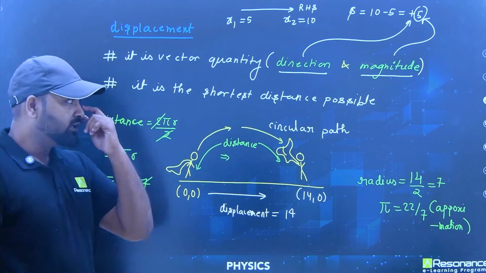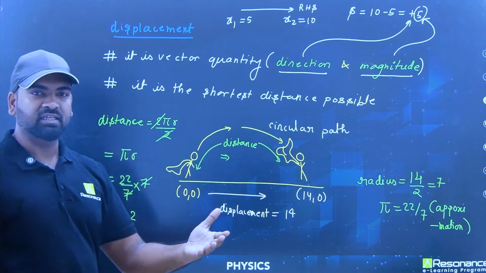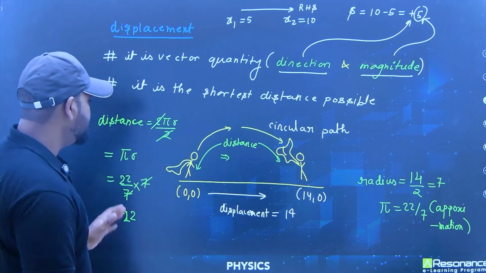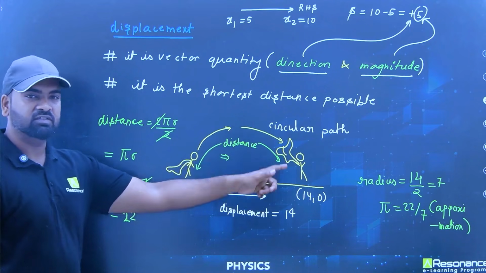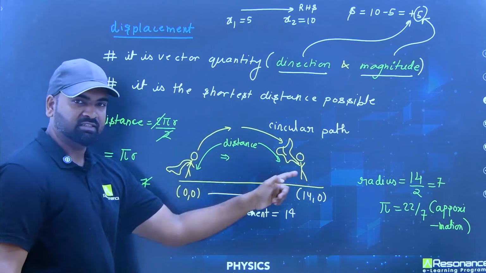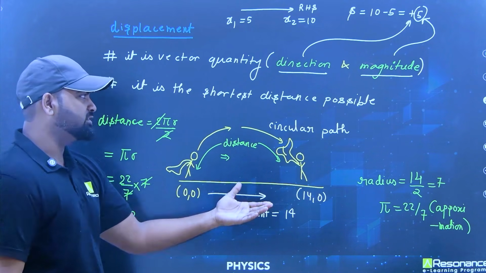That's the distance. Now distance does not have any direction. It's purely a scalar quantity. So what we get here is you can make hundreds of distances, multiple paths, but there is only one shortest one, which is the direct one. That is going to be the displacement.